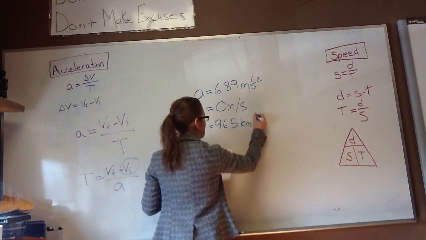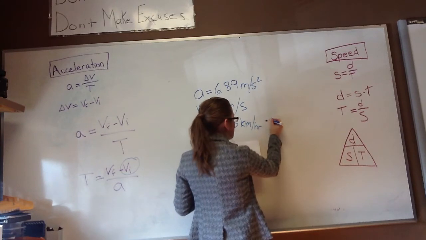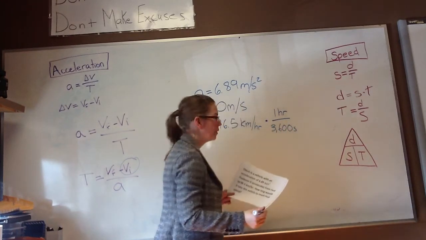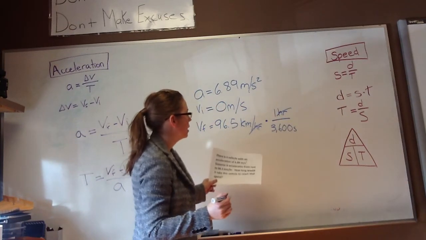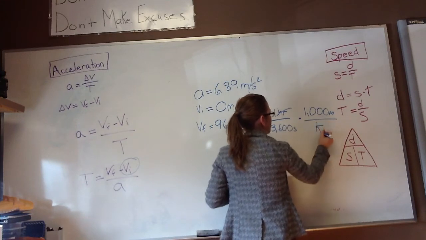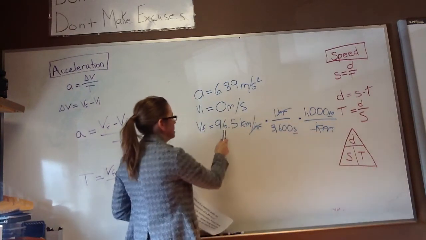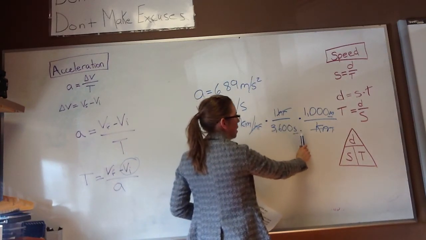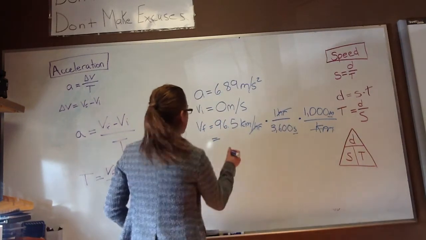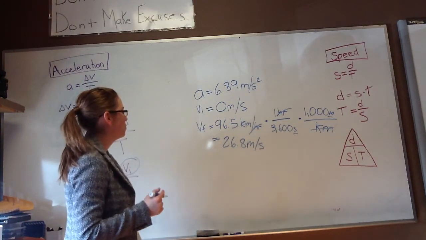96.5 kilometers per hour. We want hours to cancel, so we can simply multiply this by that fraction of 1 hour for every 3,600 seconds for hours to cancel. And then we can multiply it by 1,000 meters for every kilometer. In this way, we can get our kilometers to cancel. That'll leave us with meters per second. So, 96.5 divided by 3,600 multiplied by 1,000, we get 26.8 meters per second as our final velocity.